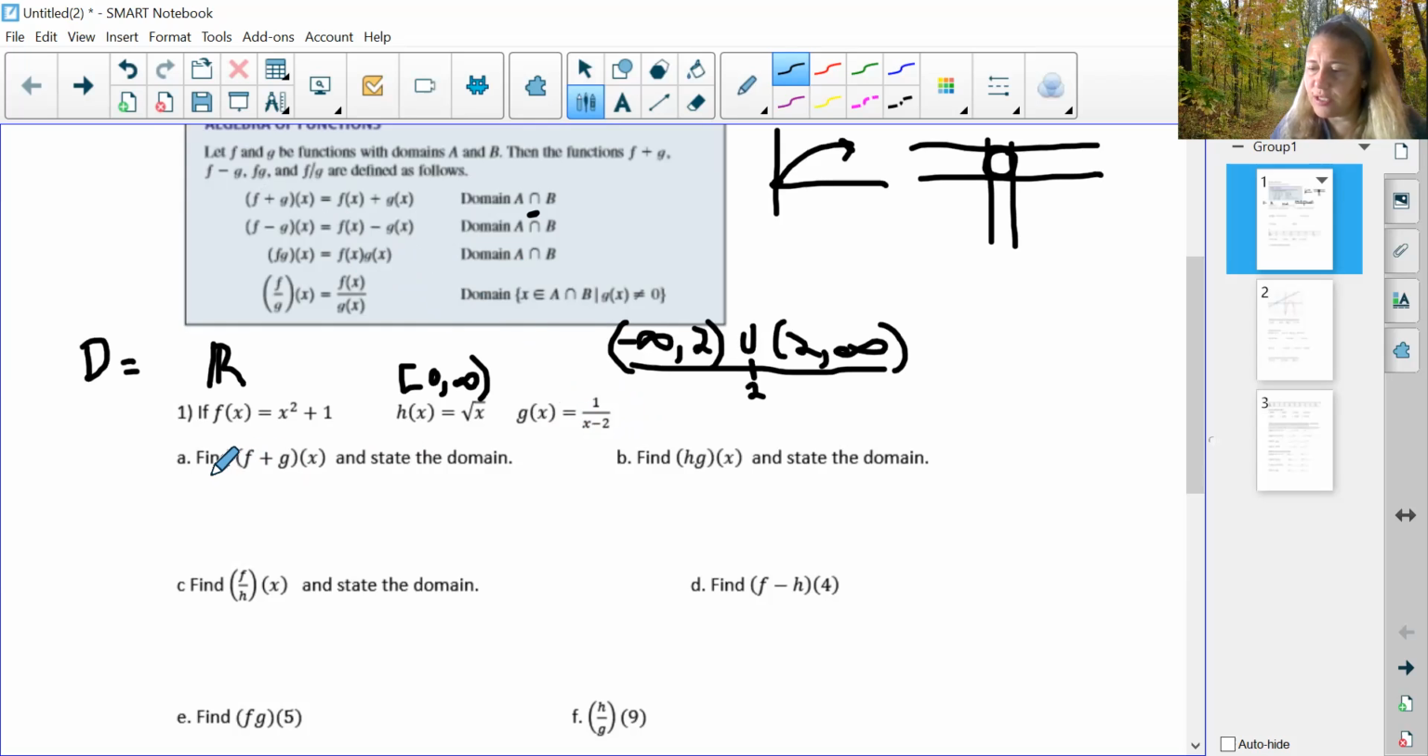So anyway, the first example, f plus g of x, and state the domain. So what this means is I just have to take f of x, take g of x, and add them together, right? Not very difficult at all, right? So f plus g of x is this.